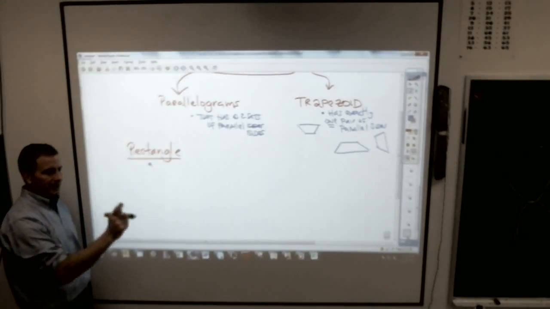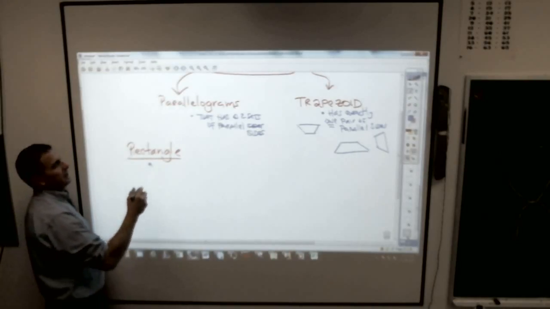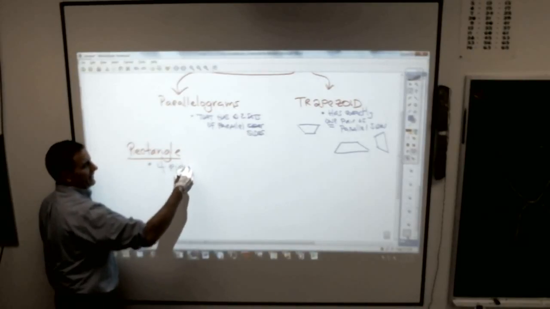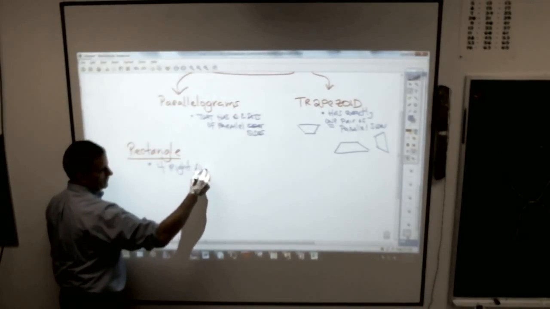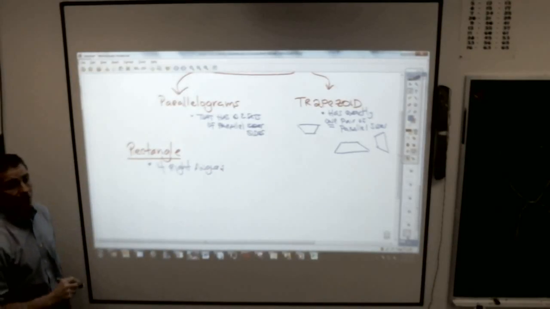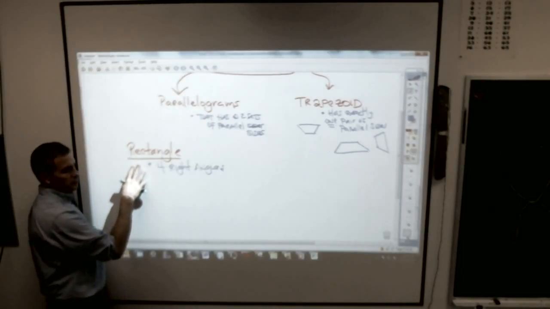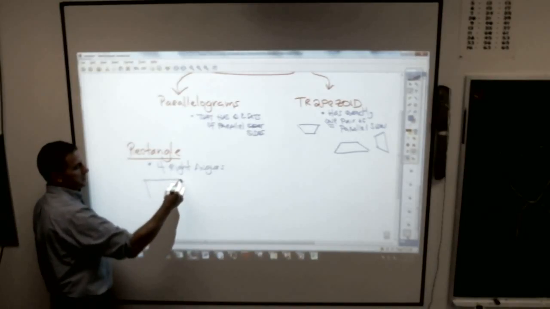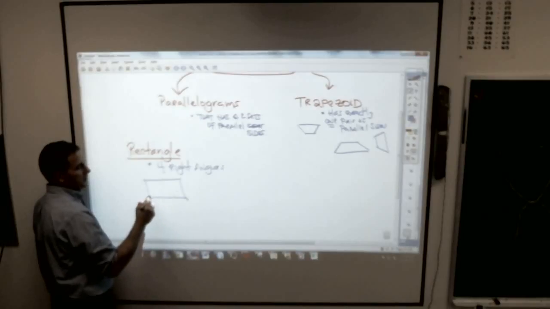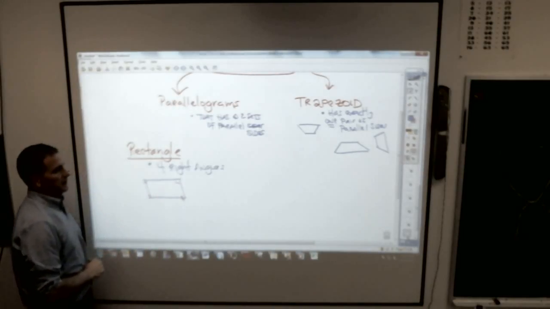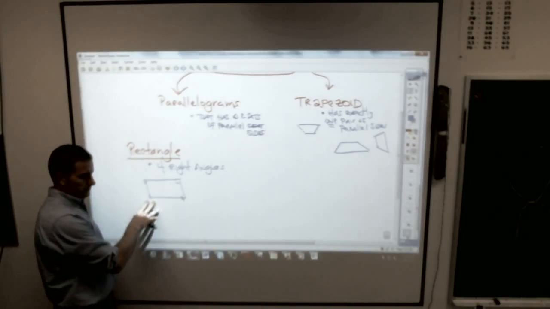And this is the only thing that has to be true for something to be a rectangle. It needs to have 4 right angles. That is it. 4 right angles. If it has 4 right angles, technically it's a rectangle. Okay? Usually we think of a rectangle like this. And we always want to show right angles by drawing these little square corners, which we're not very good at doing. This is your typical rectangle.